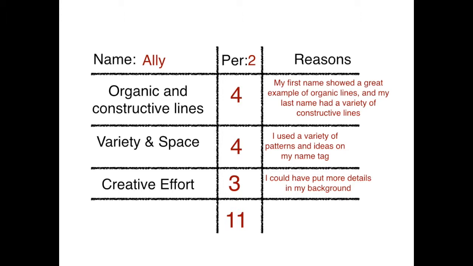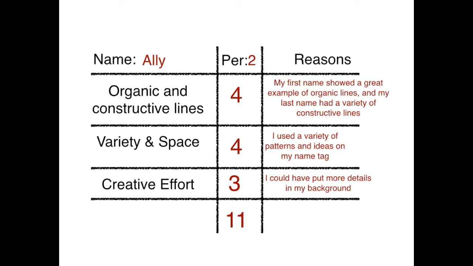First, my first name, that's a specific part of her name tag, showed a great example of organic lines, also specific. And my last name had a variety of constructive lines. Very good. So I could look at her name tag, look where her first name is and see organic lines. Look where her last name is and see constructive lines. In that case, she would get it.